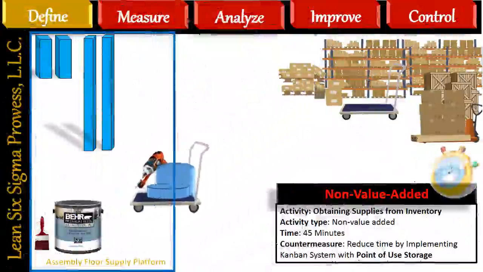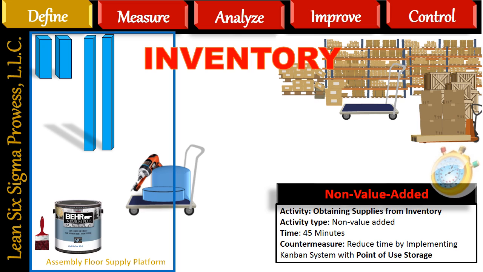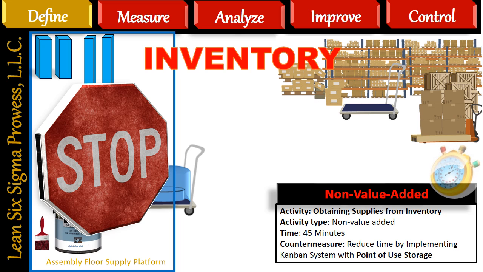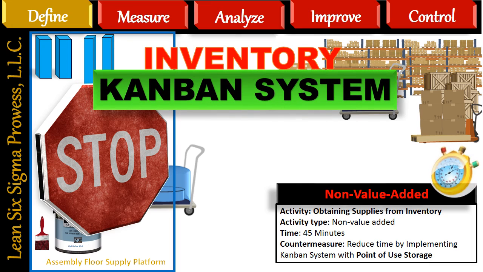Activity, obtaining supplies from inventory. Activity type, non-value added. Time, 45 minutes. Countermeasure, reduce time by storing supplies, materials, and tools at the supply platform and applying a Kanban system for replenishment.